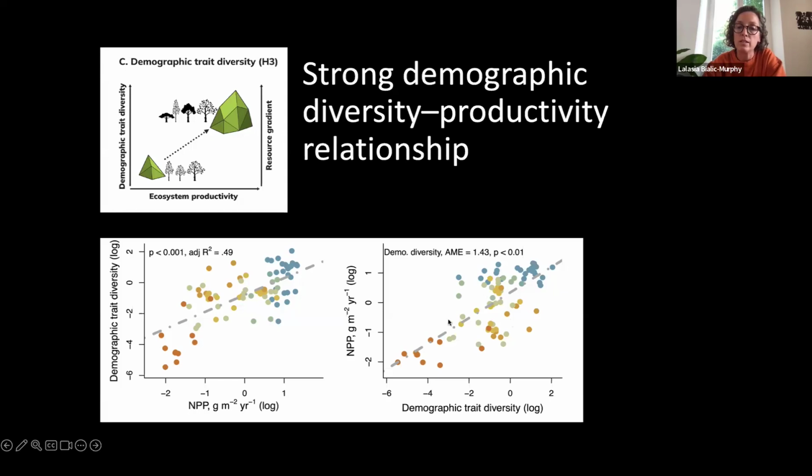We can see this consistent pattern when we look at species within just the tropics versus the extratropics. So this general pattern isn't just driven by large-scale resource gradients, but within the tropics versus extratropics, we see this same positive relationship between diversity and productivity.